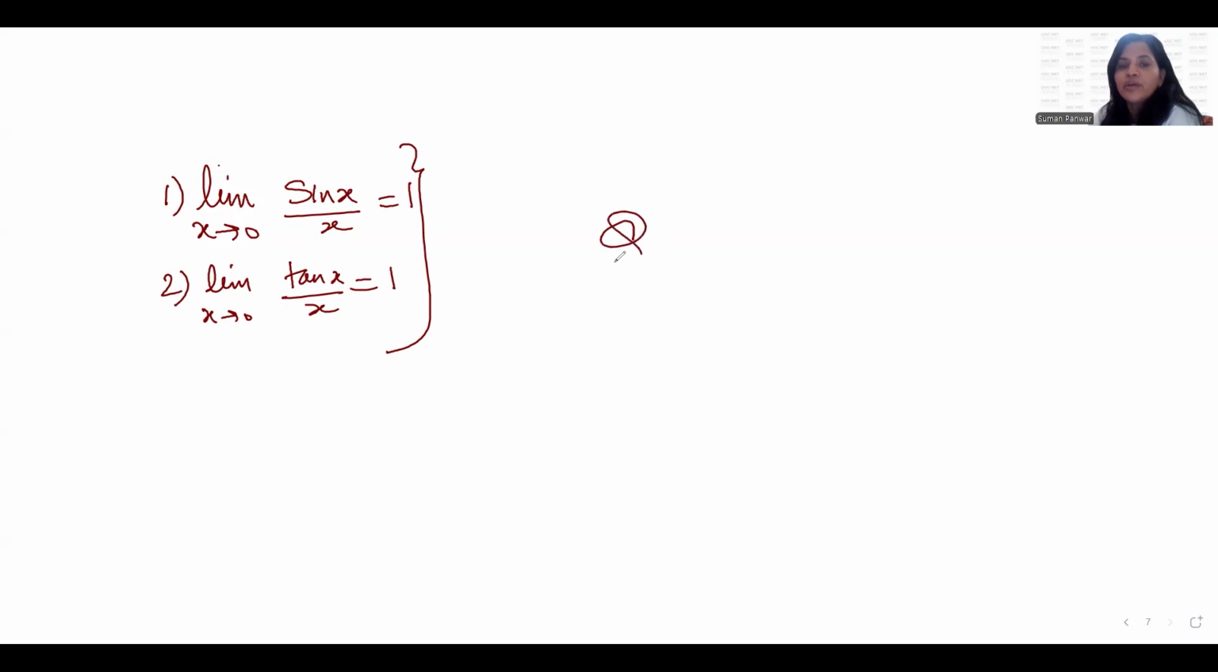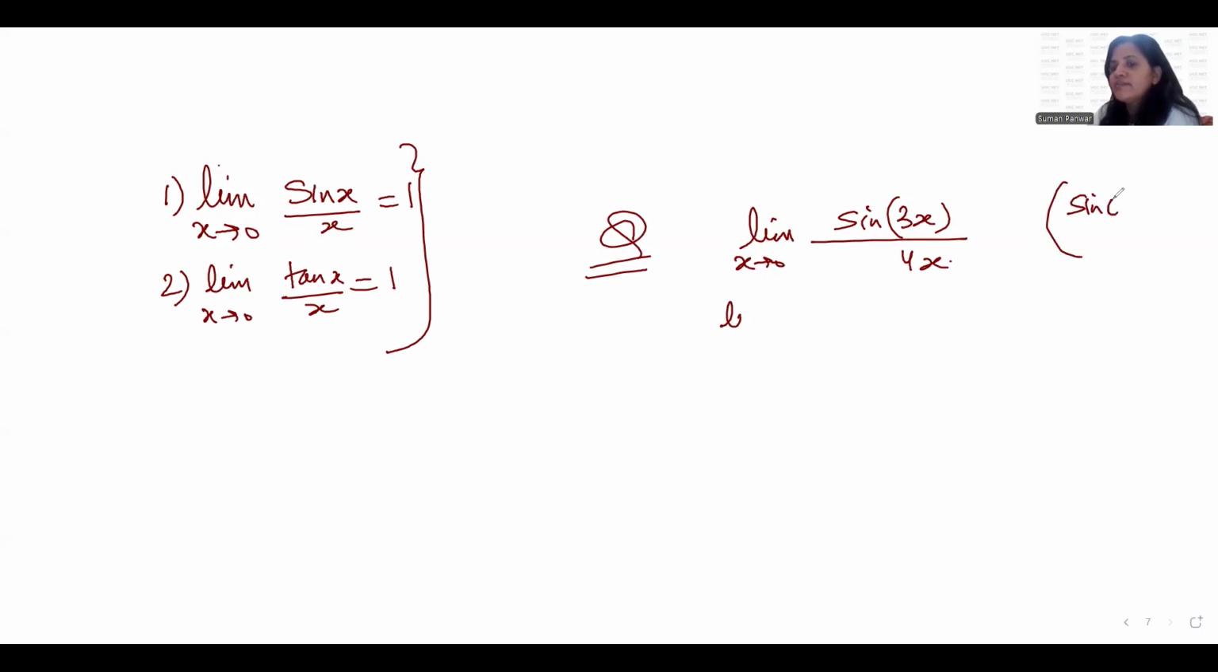For example, you have a question and it says, calculate limit x tending to 0, sine 3x upon 4x. So if I put x equals to 0, I will be getting sine 0 by 0. Sine 0 is 0, so 0 by 0. So again, you get indeterminate form. So all these methods are there to help you get rid of the indeterminate form.